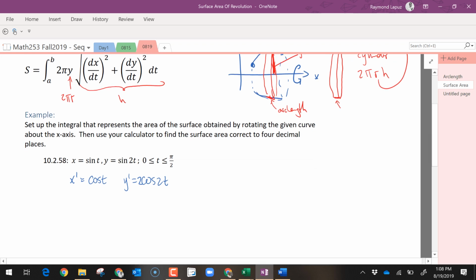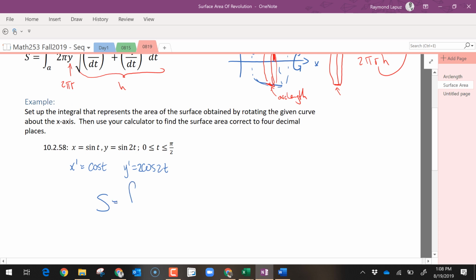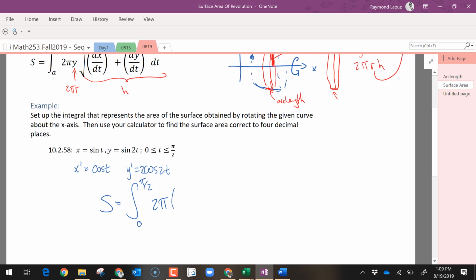So S, surface area S, is the integral from 0 to pi over 2. Again, they give you the limits. Makes it nice and easy for us. We have a 2 pi constant that we probably should have put outside of the integral, but what's in here right now. So we have the sine of 2t as the y value, and then we have the square root of the derivatives. We have cosine t squared plus 2 cosine 2t squared dt. Okay, and that's it. That's the setup.